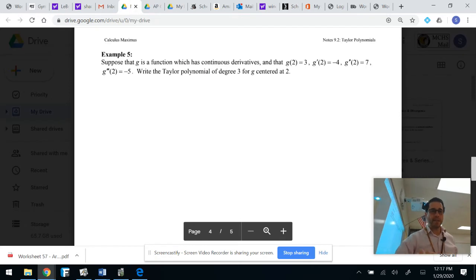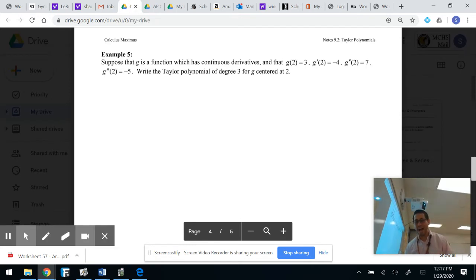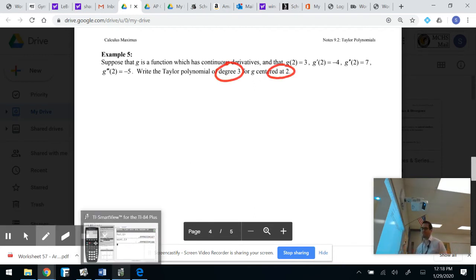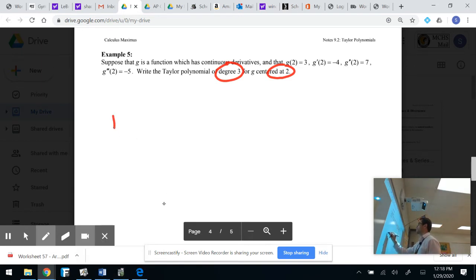All right, here we go. We got a new screen. The AP likes to throw stuff like this on there. Suppose that g is a function which has continuous derivatives and that g of 2 equals 3. They give me these coefficients and ask me to write a Taylor polynomial of degree 3 that's centered at 2. So you just get after it. We write P. It's a third degree, so P sub 3 of x. And what's that going to be equal to?